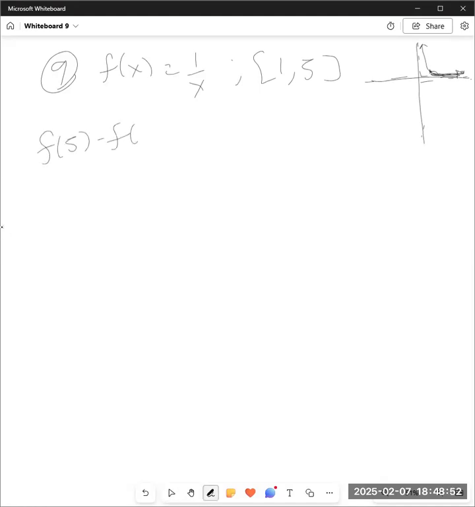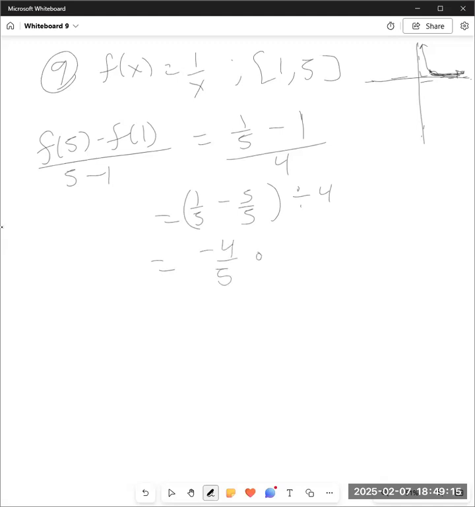So f of 5 minus f of 1 over 5 minus 1 is 1/5 minus 1 over 1, which is 1. 5 minus 1 is 4. So this is 1/5 minus 5/5 divided by 4, which is negative 4/5 times 1 over 4. 4 goes into 4 one time, leaving me with a negative 1/5 as the slope of my secant line, my average rate of change.